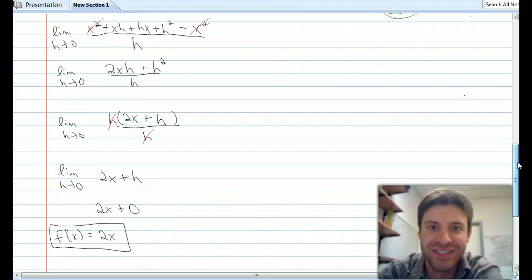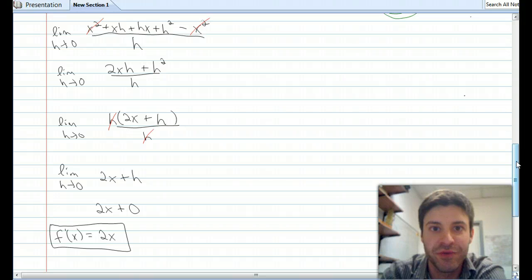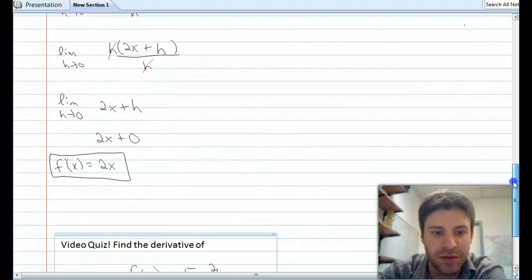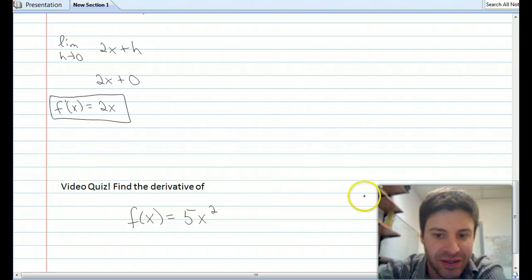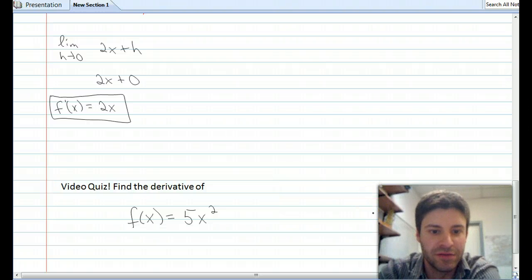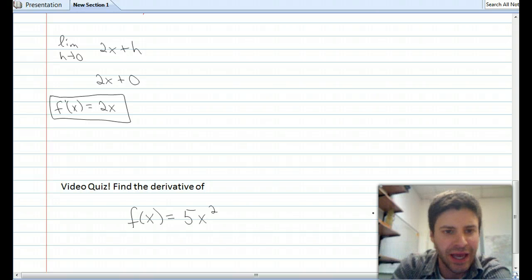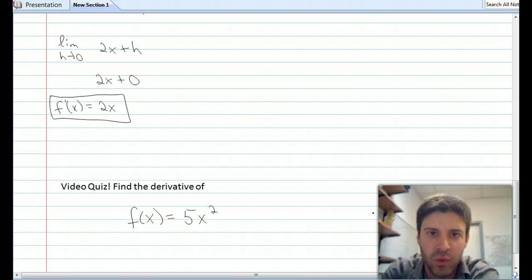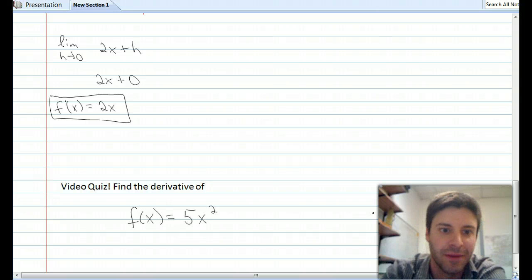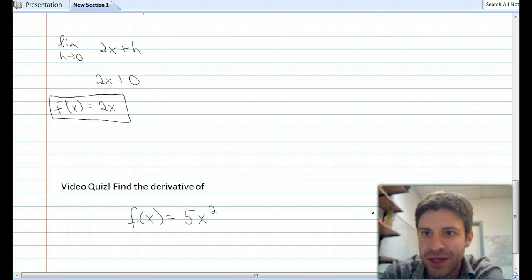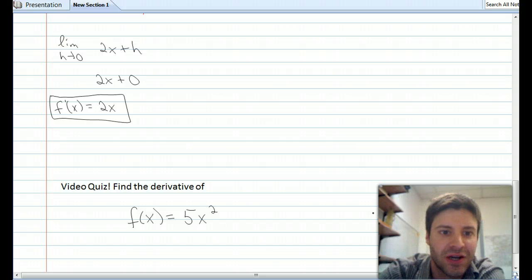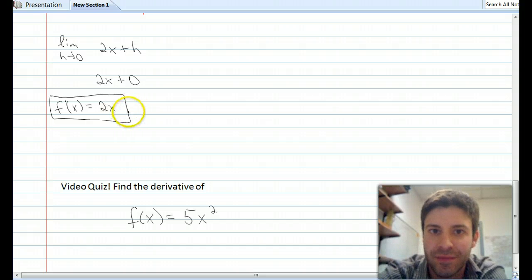Okay, now that we've done a couple of examples together, see if you can find a derivative on your own. So your video quiz is find the derivative of f of x equals 5x squared. See what you can do with that, bring it to class, and in class we will talk about what these derivatives actually mean graphically. In our previous class we talked about these derivatives representing a slope of a tangent line. So we're going to go back to that and talk about how that slope of a tangent line concept makes sense with these derivatives that we found.